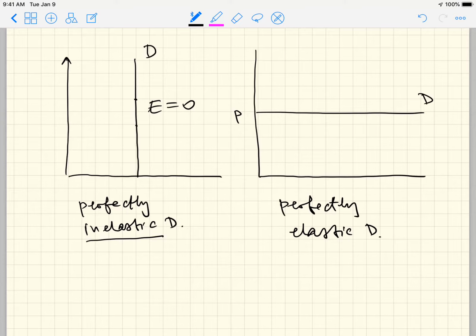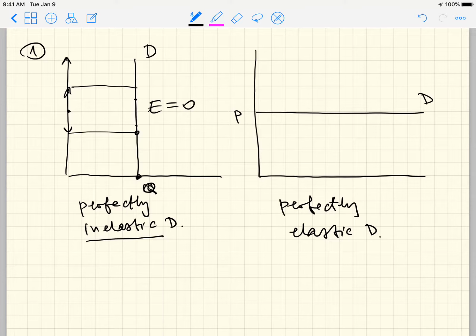In the first case, I think it's pretty straightforward. As price changes, goes up or down, we're moving along this curve up and down, but quantity doesn't change at all. So clearly there is no response in quantity to changes in prices. That's why in this first case we're dealing with perfectly inelastic demand.